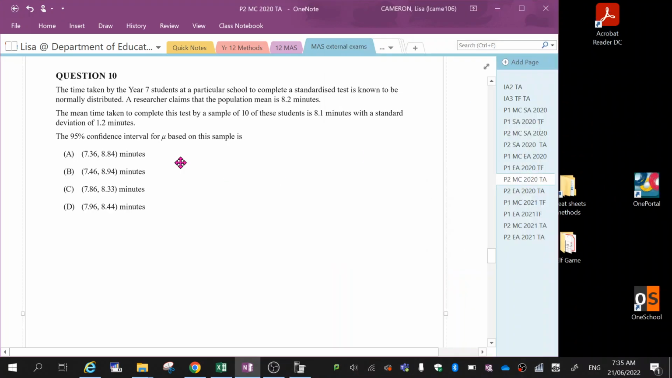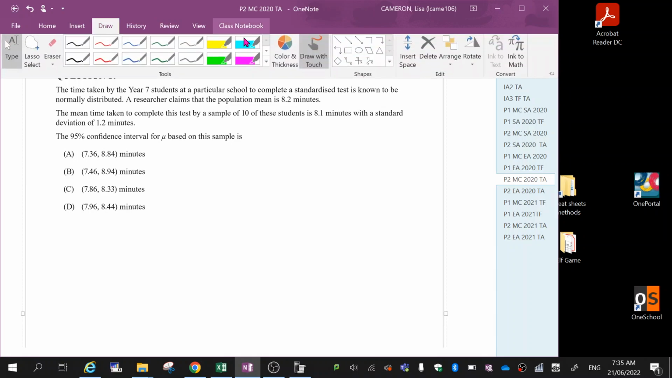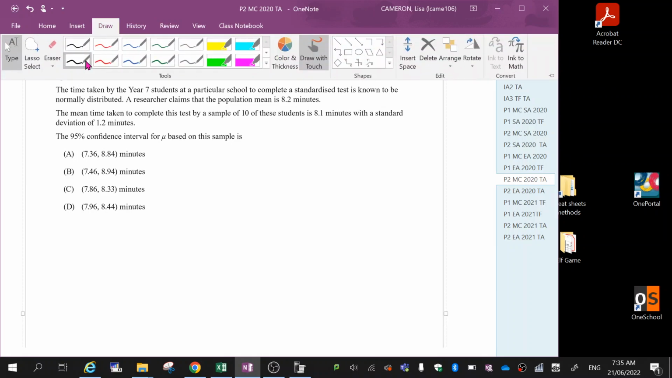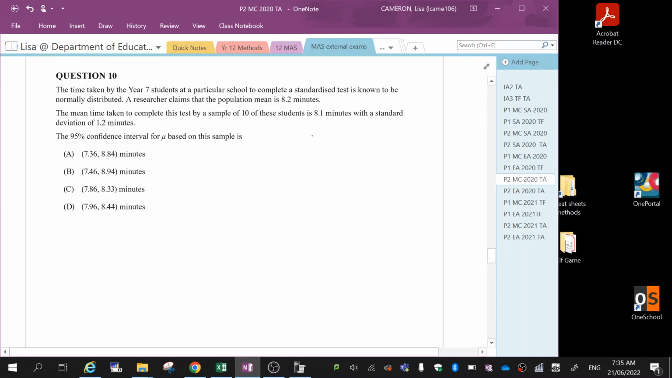Okay, question 10. The time taken by Year 7 students at a particular school to complete a standardized test is known to be normally distributed. A researcher claims the population mean is 8.2. Okay, so draw. So population mean is 8.2.